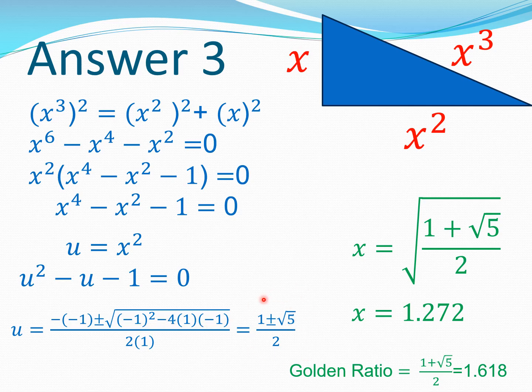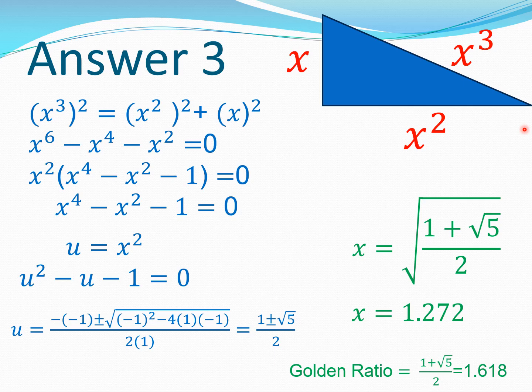Now of course if I look closely at this, I will see that only the positive root is going to make sense, because if I were to take the negative root, that is going to be a negative number here. So 1 minus root 5 is going to be negative, and therefore then u is going to be negative, and then x square, we don't want it to be negative.